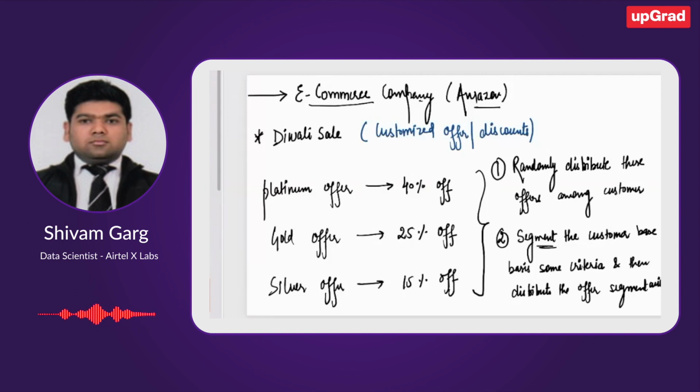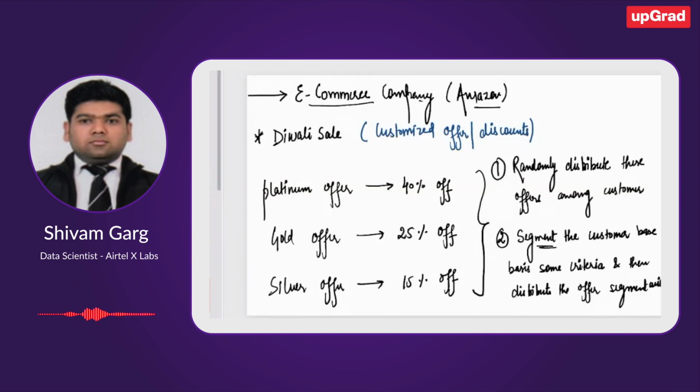What would you suggest to Amazon? Option one or option two? We will go with the second approach. Why will I go with the second approach? Because if you randomly distribute the offer, don't you think you end up giving wrong offers to the wrong customer? Maybe a customer is very loyal to Amazon, he's doing very high transaction amounts, and he's very frequently purchasing, and let's say because of random distribution, he got the silver offer. Don't you think it will create dissatisfaction in the customer's mind?